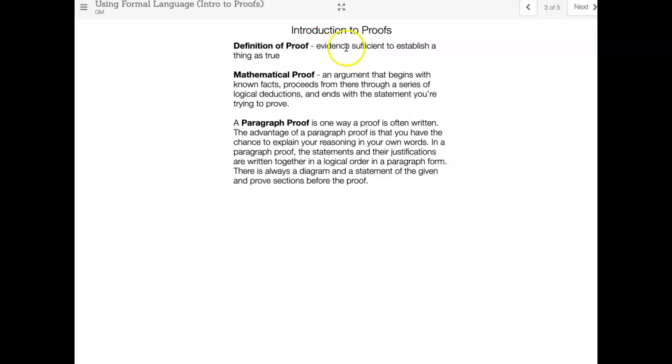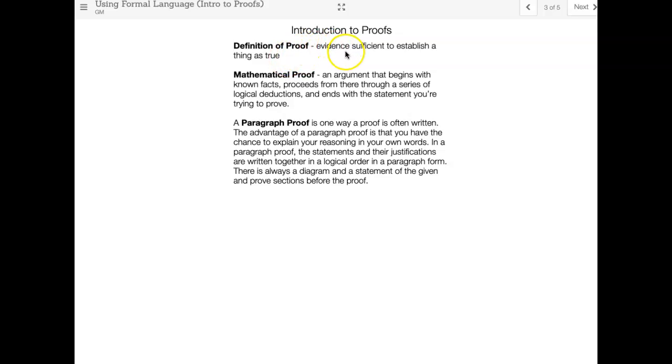Slide number 3 is just some information, the introduction to proofs. If you were in class yesterday, hopefully you had a chance to get an introduction to proofs, because we did a couple of fill-in-the-blanks on some 2-column proofs in class. And now a couple more proofs here.